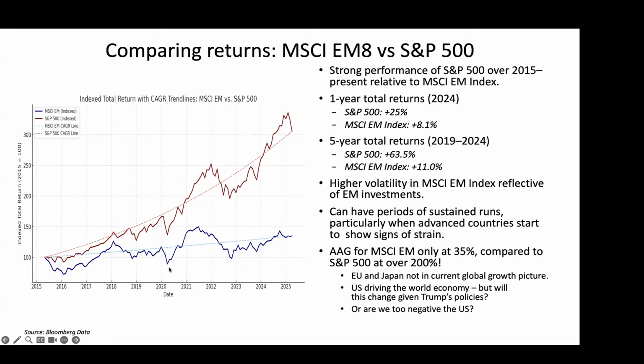So a very clear picture. You also have higher volatility in the MSCI EM if you look at standard deviations and so on. But you also have average annual growth rates at 35% over this period compared to the S&P 500 at over 200%. So, and it's not about the EU and it's not about Japan. It is literally a US driven story. So even if I took the index for the EU and Japan, they wouldn't perform as well.